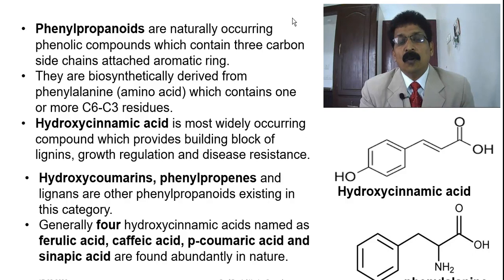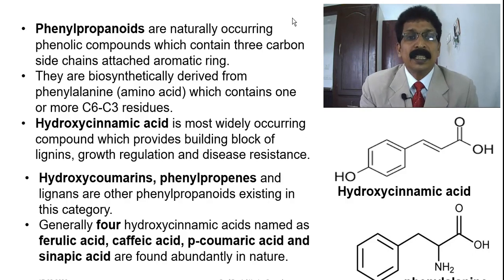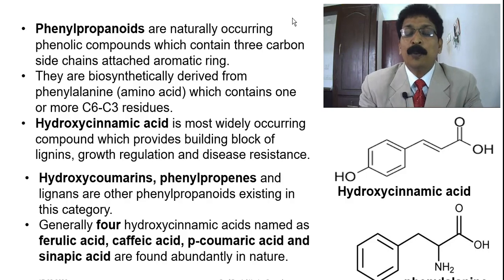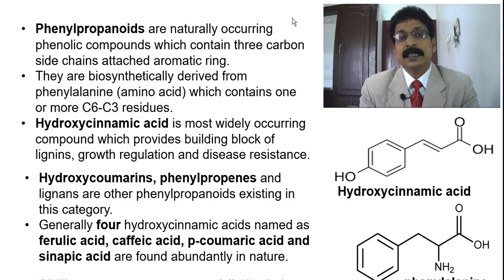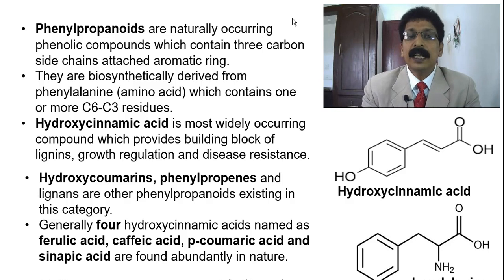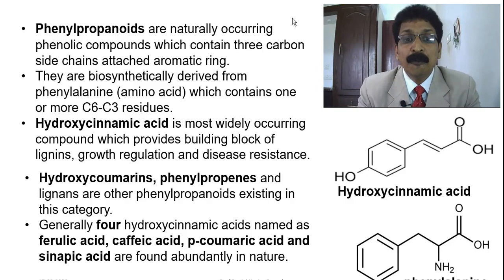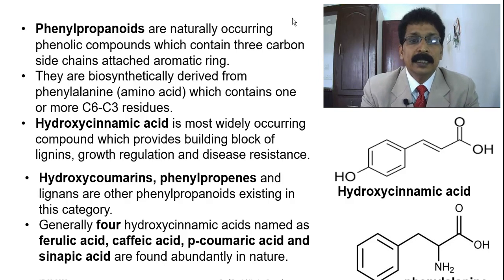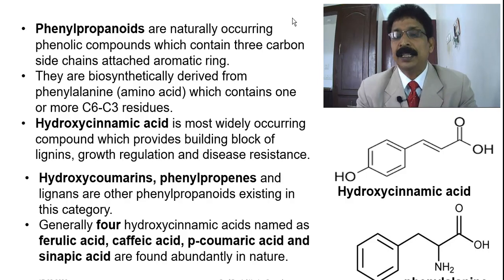Hydroxycoumarins, phenylpropanes and lignans or other phenylpropanoids exist in this category. Generally, 4-hydroxycinnamic acids named as ferulic acid, caffeic acid, para-coumaric acid and sinapic acid are found abundantly in nature.